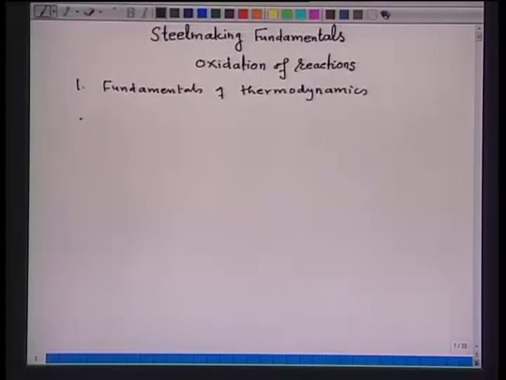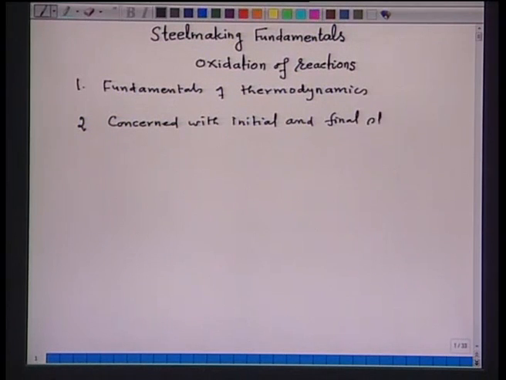In doing so, that is, in applying these fundamentals of thermodynamics, what will we be doing? We will be concerned with initial and final states of reactants and products.